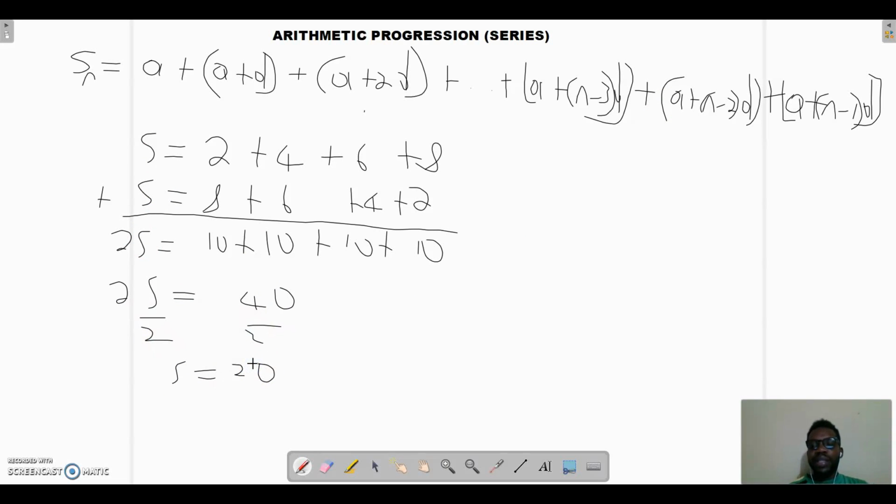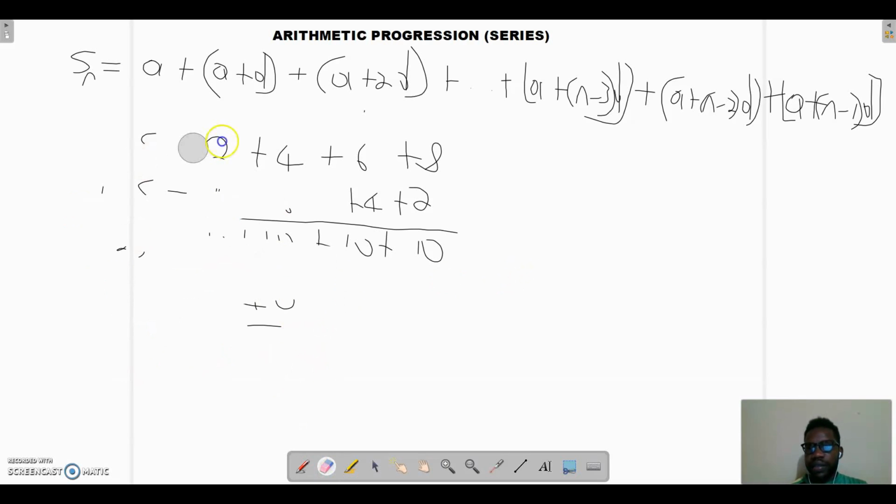And you realize that with this pattern, of course, I could generate a formula for finding this. Because notice that I have 1, 2, 3, 4. I have 4 tens and I simply divide it by 2. So that is the concept we're going to be using to derive a formula for the sum of the arithmetic progression. So let's go back to this.